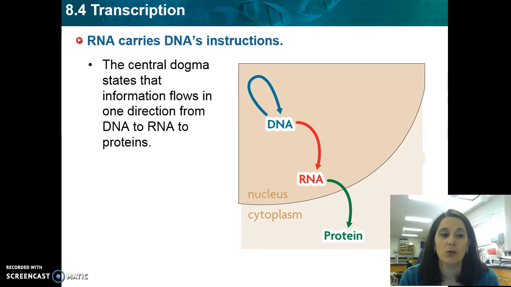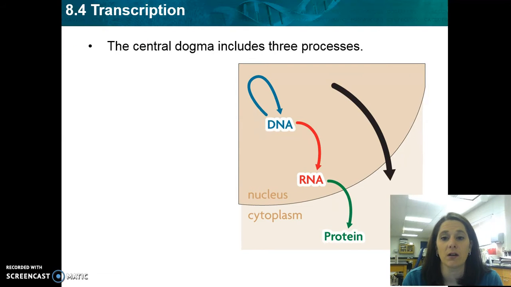RNA is a new piece of our genetic code that we have yet to talk about, but it stands for ribonucleic acid, and it carries our DNA's instructions. We use the DNA to make the RNA, which in turn allows us to make the protein. That in itself is known as the central dogma, and it allows us to understand how information flows in one direction from DNA to RNA.